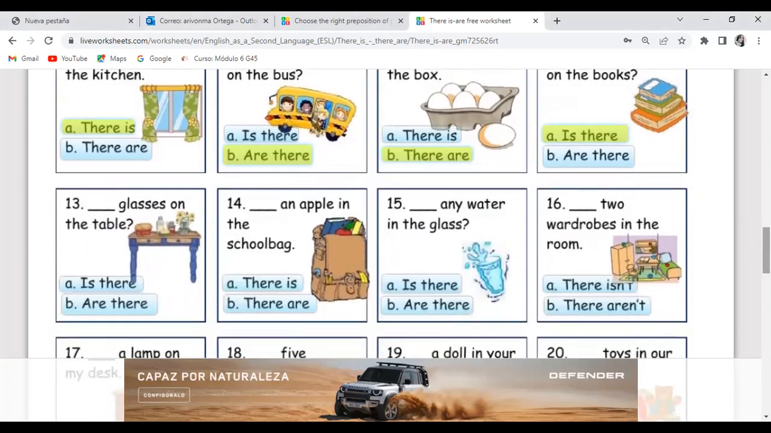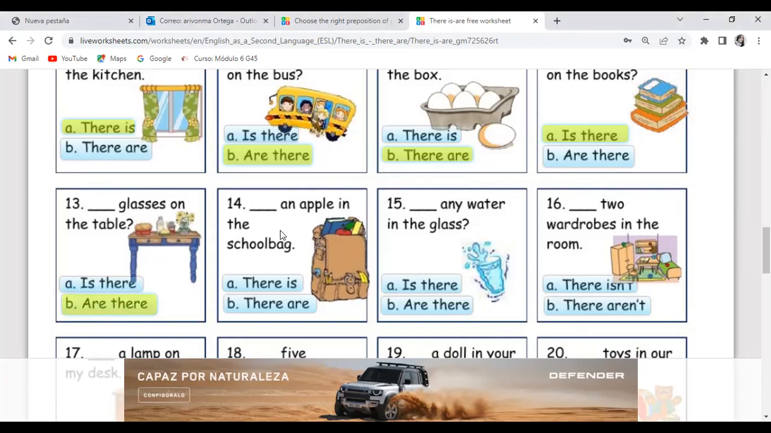Number 13, glasses on the table. Ahora estoy hablando de una pregunta. Is there glasses on the table or are there glasses on the table, guys? Is there or are there? Are there? Yes, very good. Are there glasses on the table?